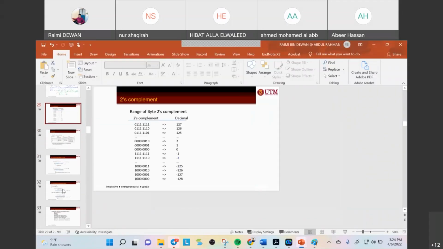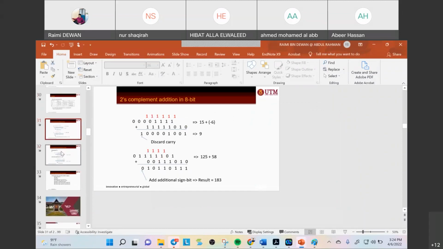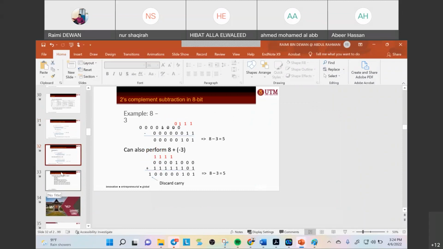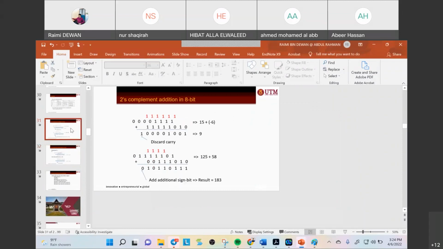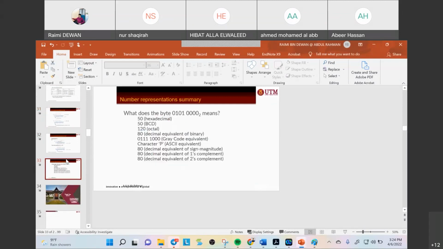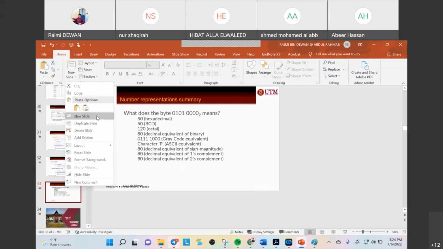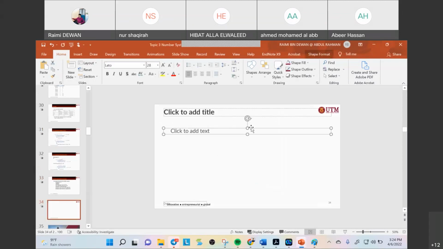Oh, okay, this one you can do. Subtraction. This one is not difficult. You try first. The answer is already here. Understand or not? You can try here. If you don't understand, let me know. Oh, okay, it doesn't have the sign magnitude. It doesn't have sign extension.